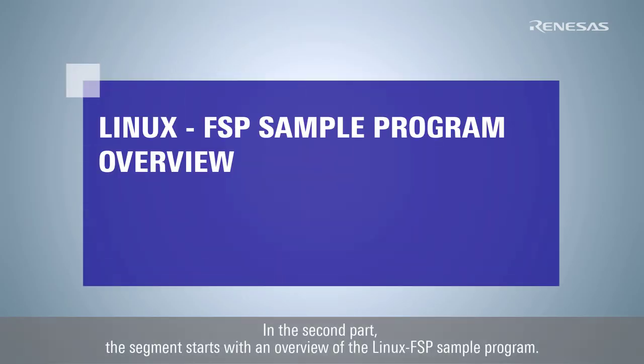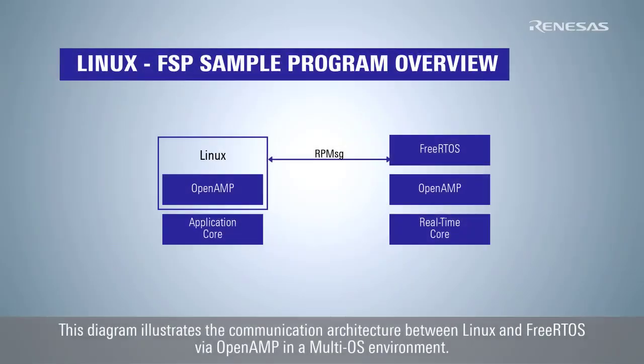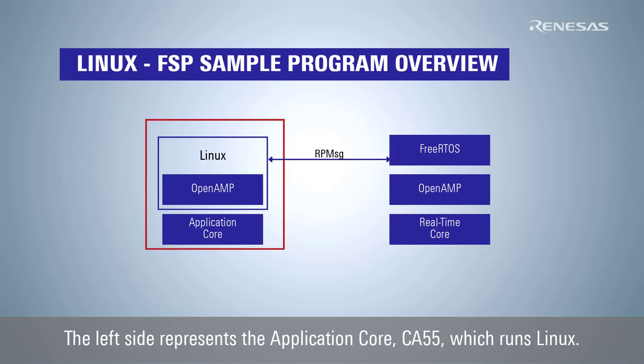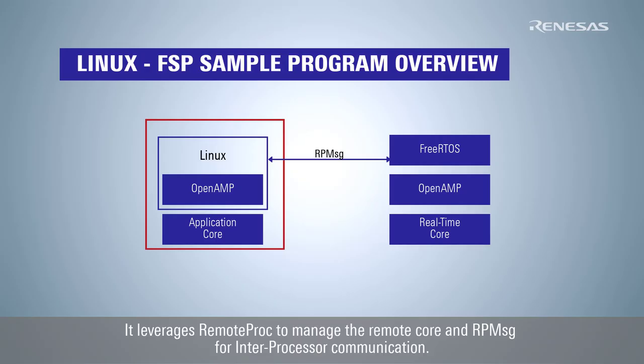In the second part, the segment starts with an overview of the Linux and FSP sample program. This diagram illustrates the communication architecture between Linux and FreeRTOS via OpenAMP in a multi-OS environment. The left side represents the application core, CA55, which runs Linux. It leverages remoteproc to manage the remote core and RPMsg for interprocessor communication.